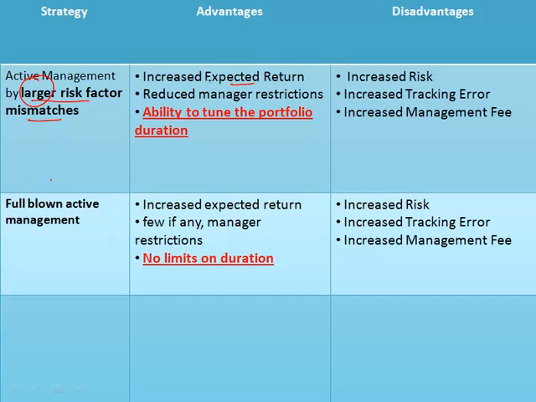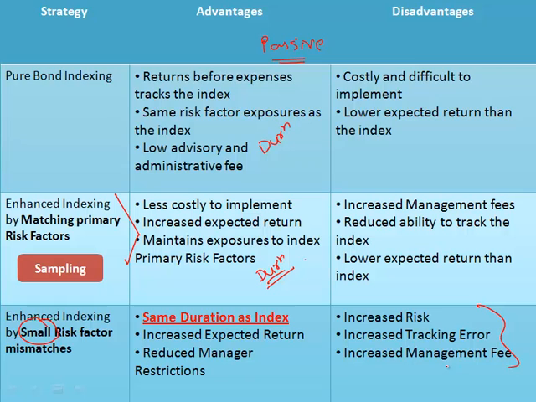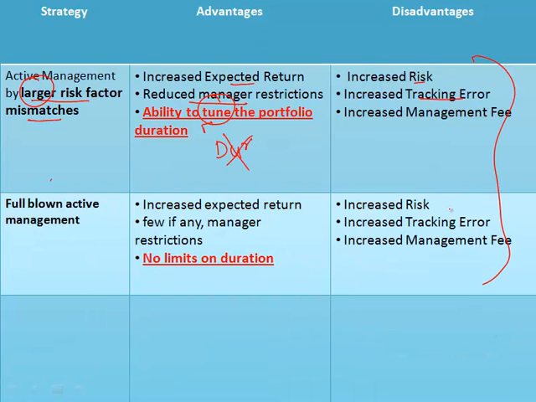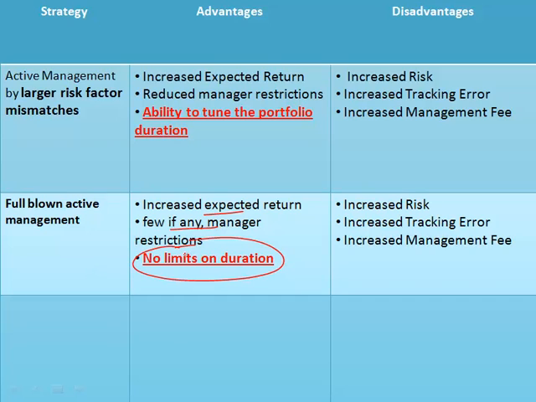Returns, of course, you will expect more. The manager doesn't have a restriction anymore, and has the ability to tune the portfolio duration, which means your duration need not be exactly the same as the duration of the index. It might be more, it might be less. Higher risk, higher tracking error. In fact, these points are the same for the last three strategies: higher risk, higher tracking error, and increased management fee. And then the last one is full-blown active. So again, higher return, no restrictions, and no limits on duration.